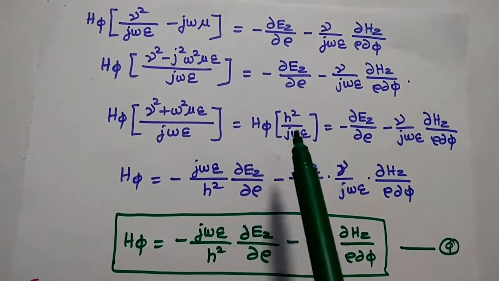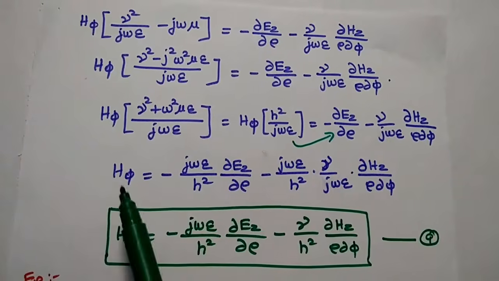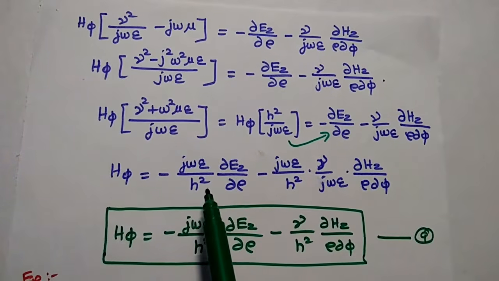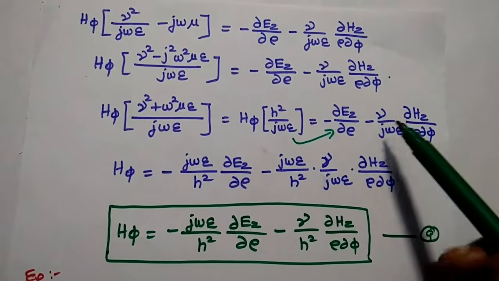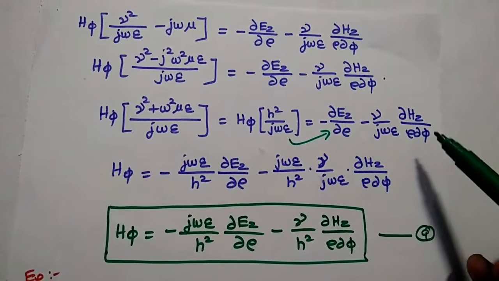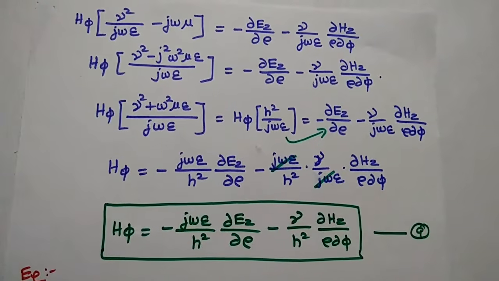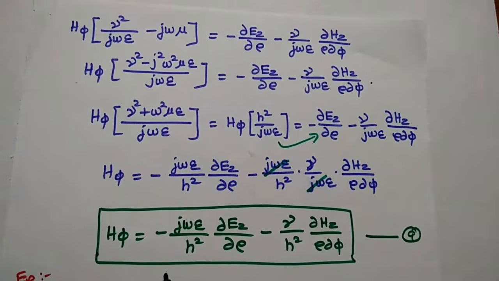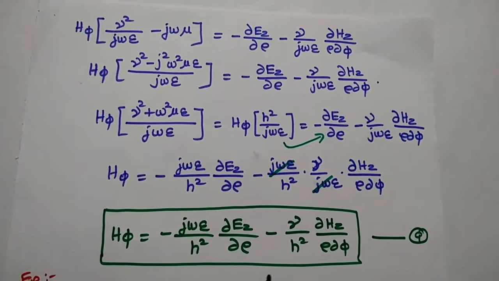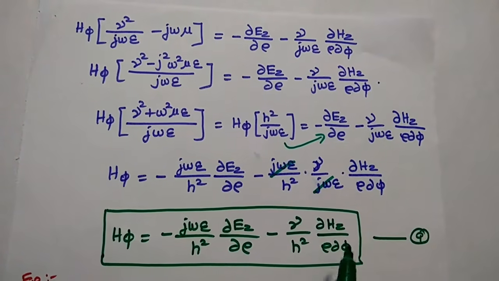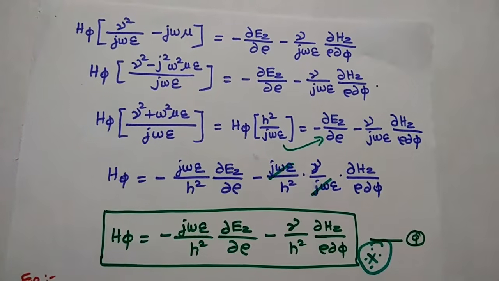Okay. Then we have to move this h²/(jωε) to this side. Then we can get Hφ is equal to jωε/h² ∂Ez/∂ρ minus jωε/h² into γ/(jωε) ∂Hz/(ρ∂φ). Okay, then we can cancel these two values. Then we get the Hφ component is equal to minus jωε/h² ∂Ez/∂ρ minus γ/h² ∂Hz/(ρ∂φ). So this is the Hφ component.